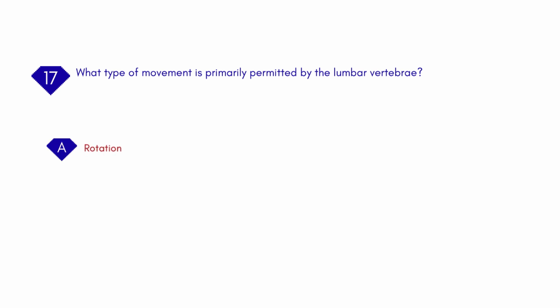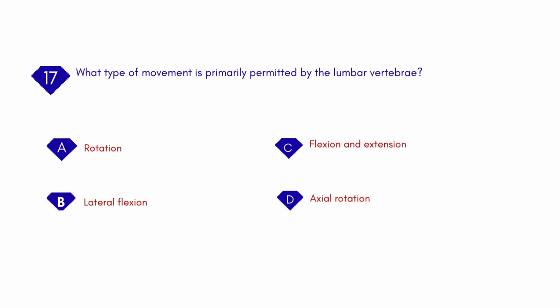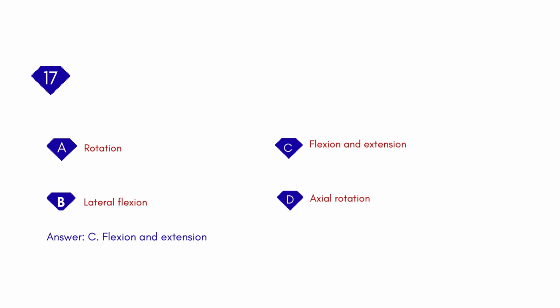What type of movement is primarily permitted by the lumbar vertebrae? A. Rotation. B. Lateral flexion. C. Flexion and extension. D. Axial rotation. Answer: C. Flexion and extension.